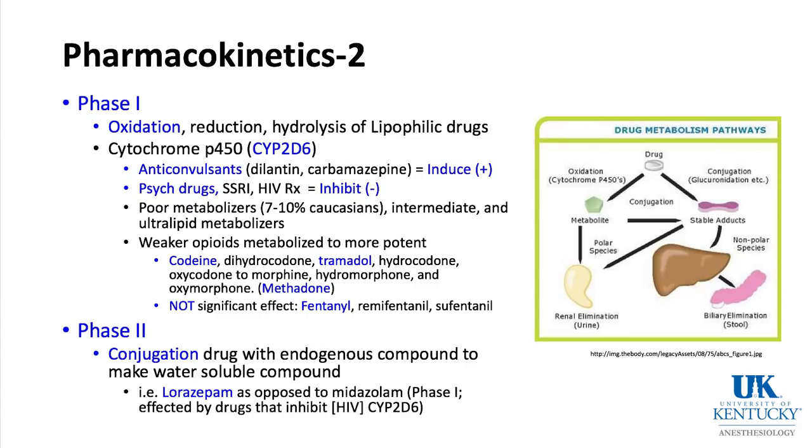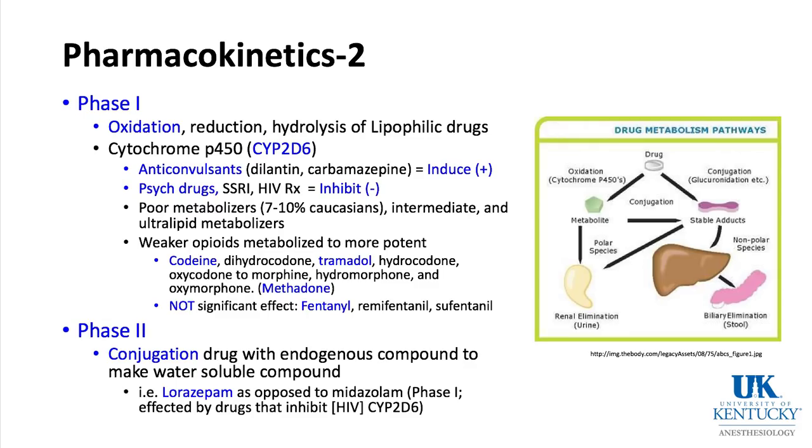Anticonvulsant drugs like Dilantin and Tegretol can induce this enzyme, ramp it up, and make it work even faster, while some of our psych drugs and our SSRIs and our HIV treatment drugs can actually inhibit the enzyme. And therefore, for example, if you had a patient on an HIV drug, SSRIs, some of our psych drugs, who then you gave a drug like midazolam that requires the enzyme to chew it up, midazolam would have a greater effect because the enzymes are inhibited that should be breaking it down.